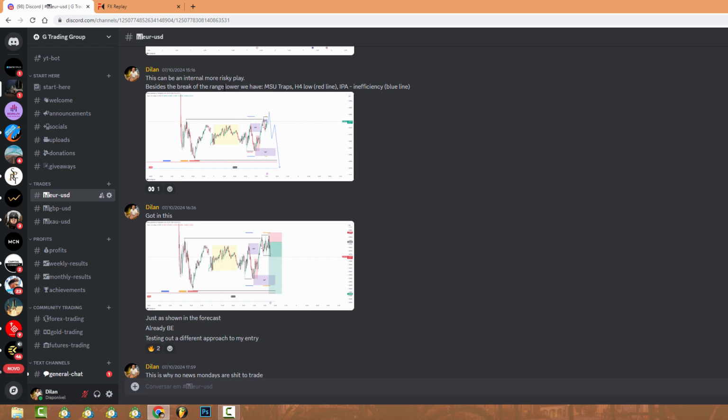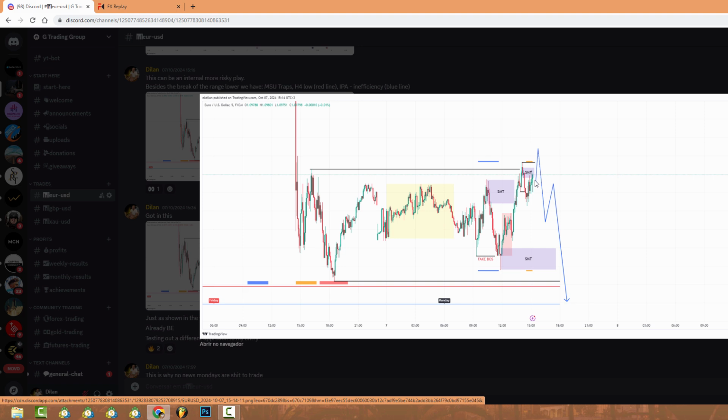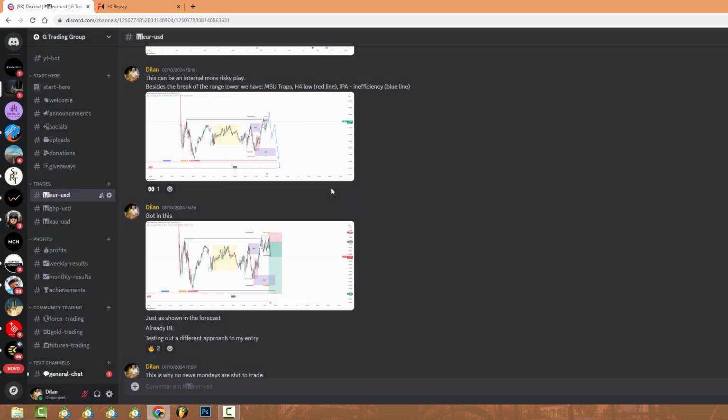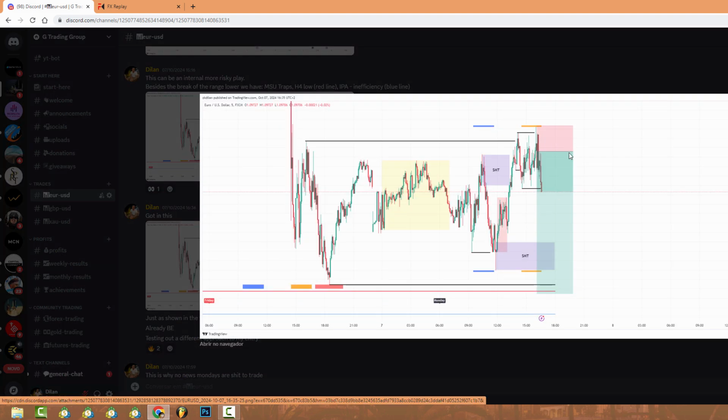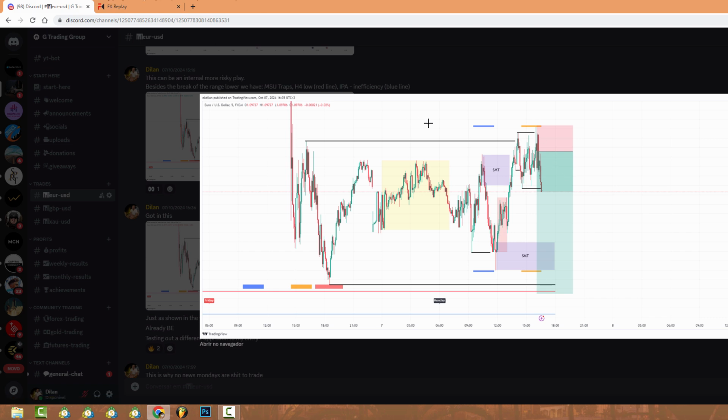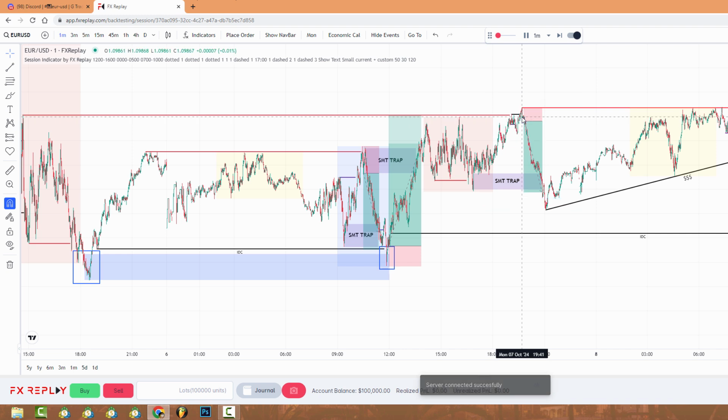Besides the break of the range lower, we have MSU traps, H4 low, red line, another big liquidity, and inefficiency in price. And if you can see, we had already broke this and gave the initiation, and I was already saying this will be a smart money trap. We need another run of liquidity to the inducement, like I was saying, and then we can get the movement. Price didn't do this, but it trapped people that were placing themselves around here, because then I took this, and that's what happened. You can see it here.